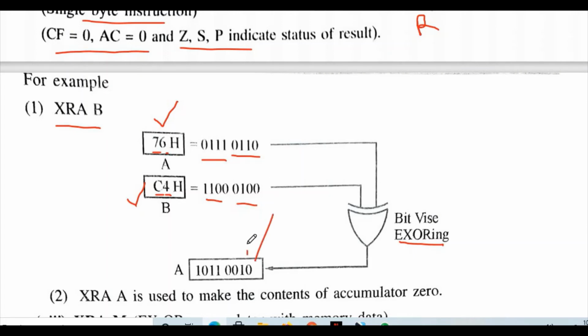This is the name of the register. It can be A, B, C, D, E, H or L. Any register can be here, and this is the operation of this instruction. XRA A: if we execute this instruction, then the contents of the accumulator will become 0. In XRA A, there will be XORing between the contents of the accumulator and the contents of the accumulator itself, so it will be 0.